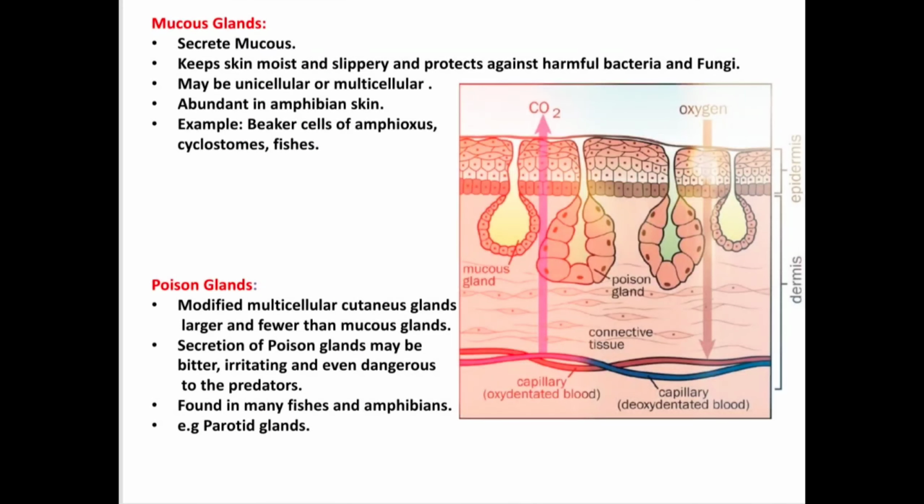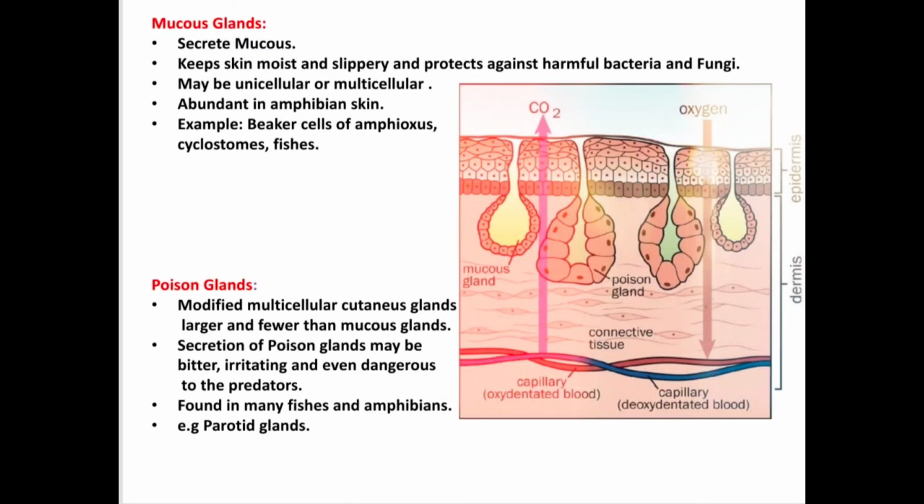Mucus glands, as the term indicates, are responsible for the production of mucus. These glands actually secrete mucin, which forms slimy or sticky mucus on coming in contact with water. This mucus has the role of keeping skin moist and slippery, and it protects against harmful bacteria and fungi. This is abundant in amphibian skin. However, it is found in the skin of cyclostomes, fishes, etc. as well. This moist skin helps in respiration of these organisms as well.